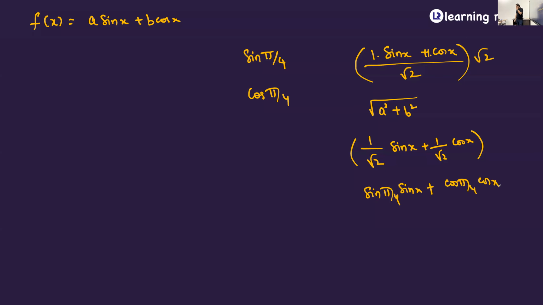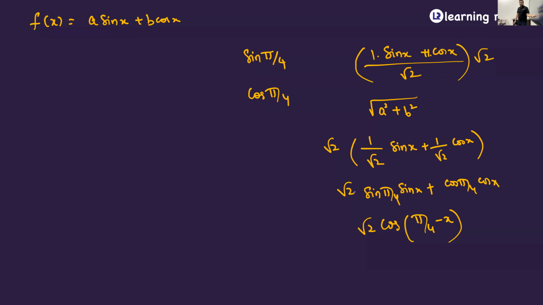What has happened here? It has become sin a plus b, but what is there outside? You have a root 2 outside. So it's not sin a plus b, it is cos a cos b plus sin a sin b. It is cos of a minus b. It is cos of, I can write it as pi by 4 minus x or x minus pi by 4, because cos of minus theta is cos theta. But what is there as the coefficient? This root 2 is coming as a tail. Okay, so what did I do? I took this sin x plus cos x, converted it to root 2 times cos of pi by 4 minus x.